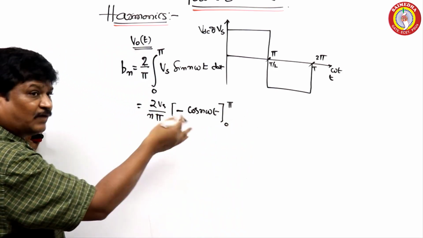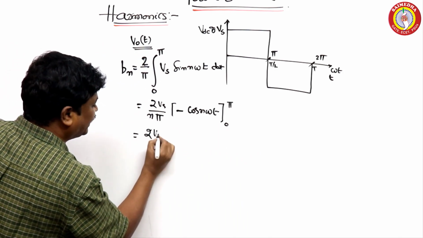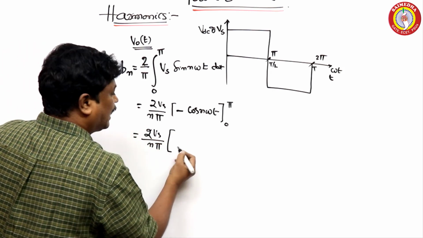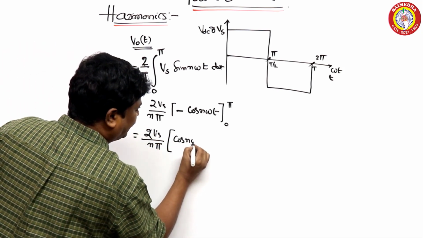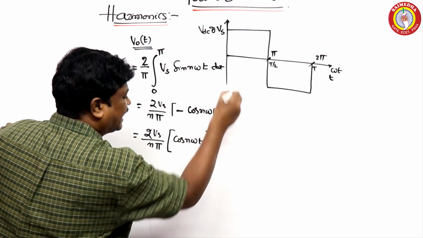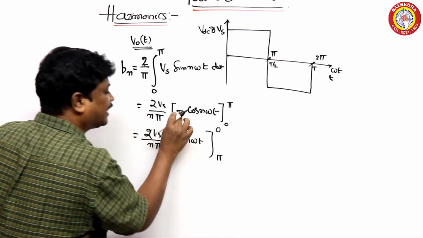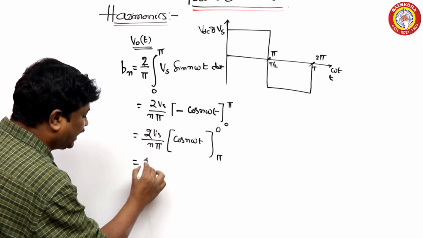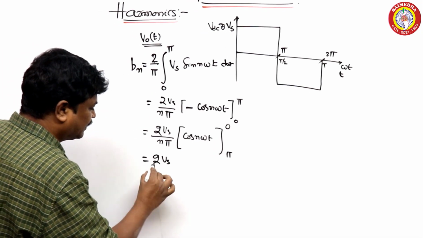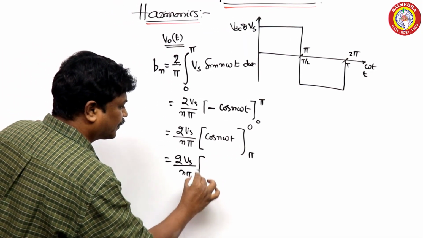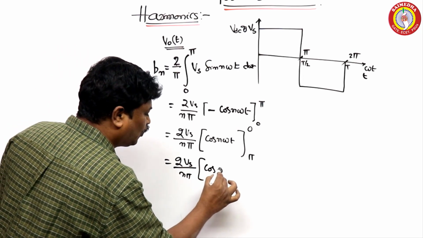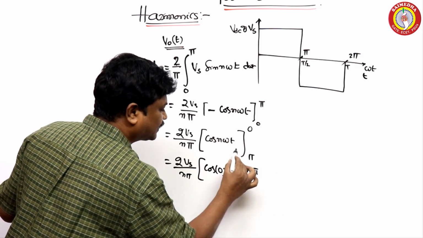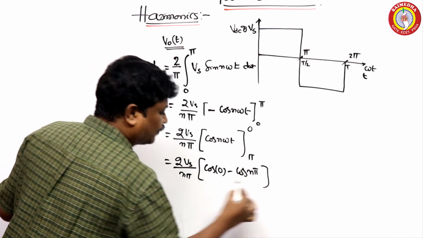Now what can we write for this one? 2 Vs by n pi, and I can write cos n omega t. The limits I am changing, lower and upper like this, because instead of minus I wrote plus here. Then it becomes 2 Vs divided by n pi, cos 0 minus cos n pi. Is it clear to all of you?